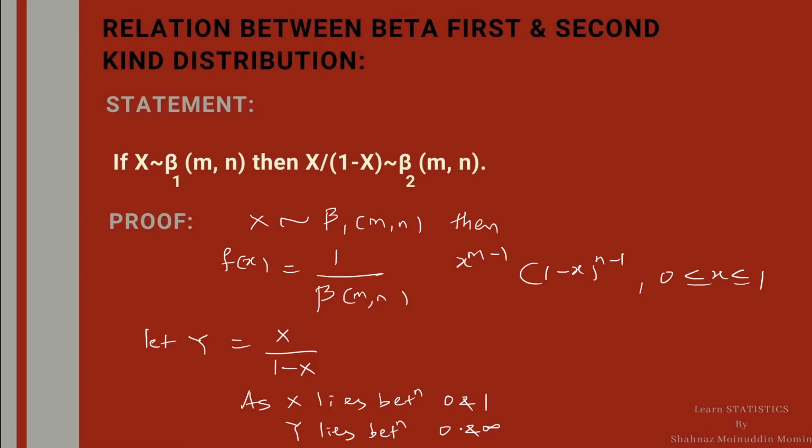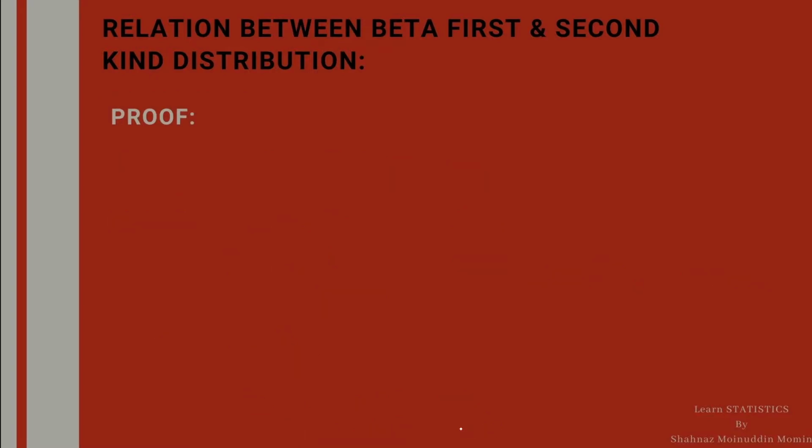the PDF of y can be obtained by the theorem of monotonic functions of univariate transformation of random variable. By that theorem, the PDF of y is given by g of y equal to f of x into the absolute value of dx divided by dy. Consider y equal to x upon 1 minus x. From this expression I will obtain the value of x, then we will calculate the differentiation dx upon dy.